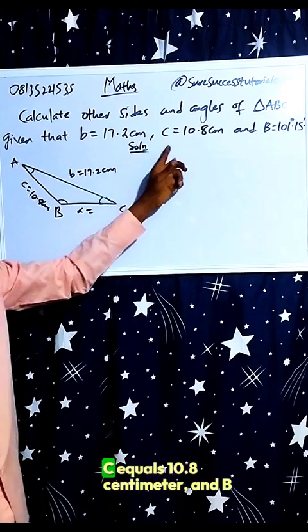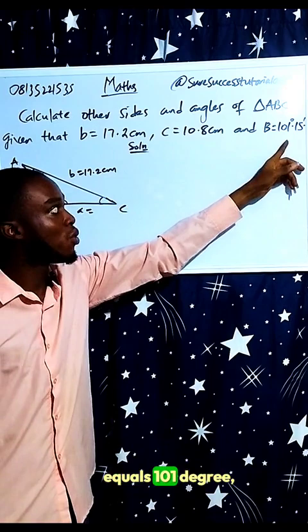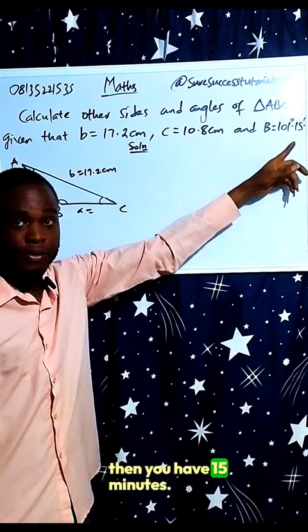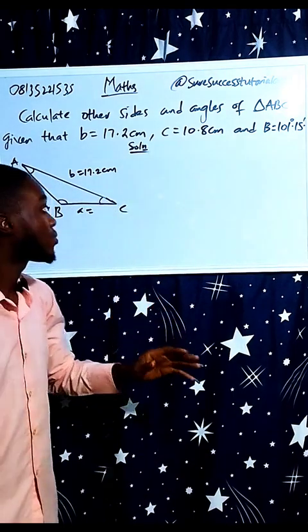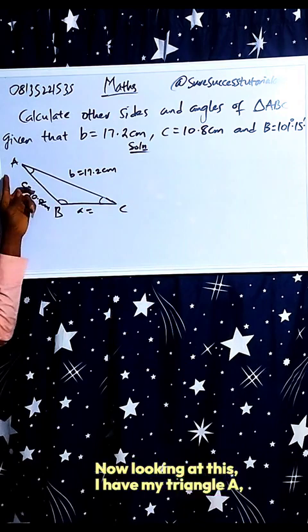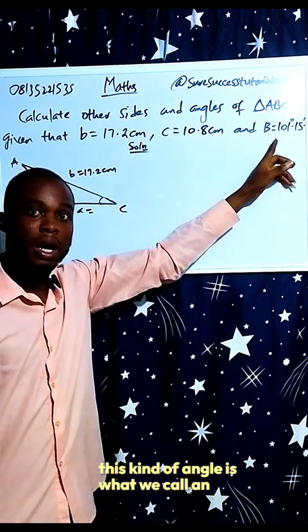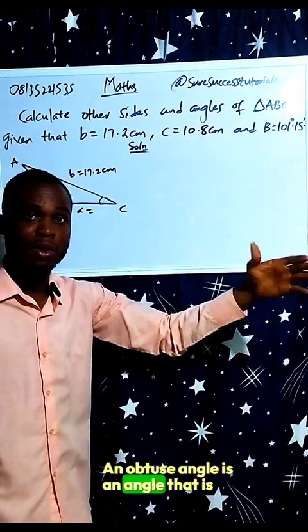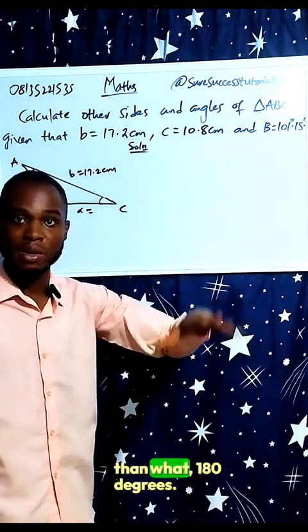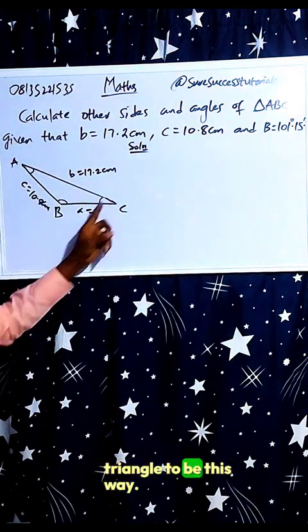Messiah. C equals 10.8 centimeter and B equals 101 degrees 15 minutes. When you see a question like this, it's very easy. Looking at this, I have my triangle A, B, and C. Take note, this kind of angle is what we call an obtuse angle. This is an obtuse angle, so that's why I have the triangle this way.